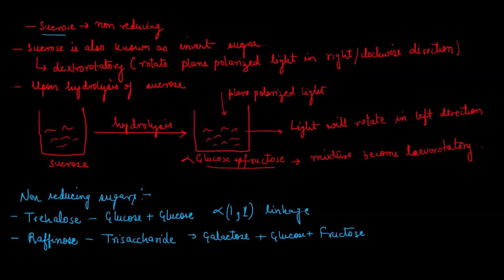Okay, so this is about the structure of disaccharides. We have seen the structure of monosaccharides and the three major disaccharides, that is maltose, lactose, and sucrose. And we saw that in all three, there are different kinds of linkages or glycosidic bonds. Next, we'll study the polysaccharide structures.